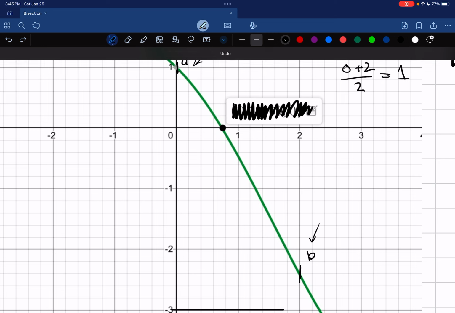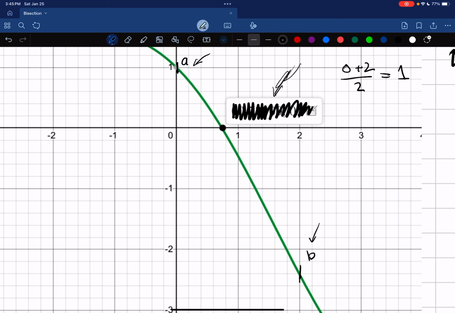That's my midpoint. I really wish this mark was gone. Sorry for swearing, but it's bothering me.